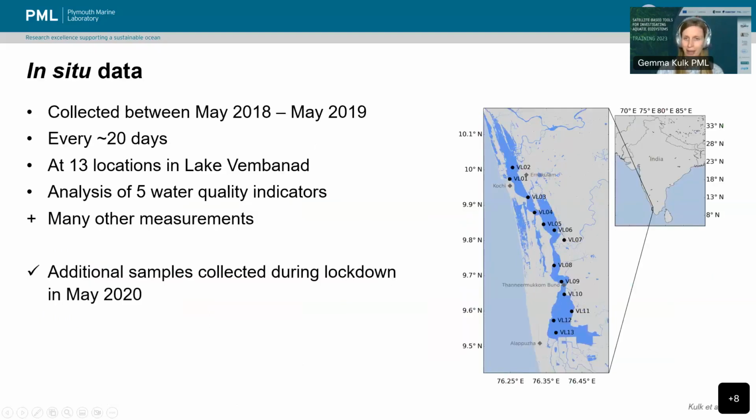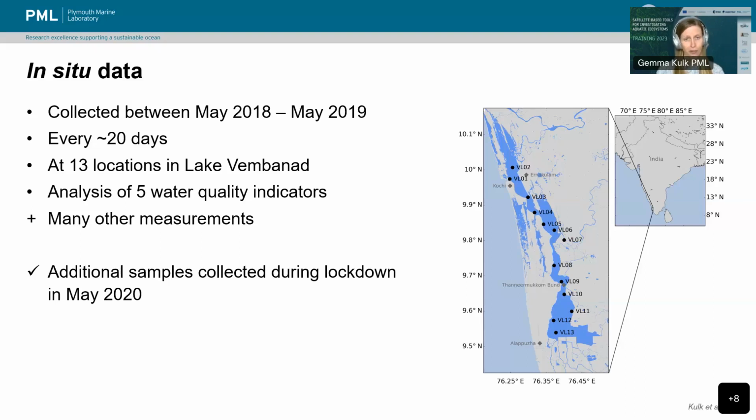As I mentioned earlier, we've also collected in situ data as part of the Revival research project. Field campaigns took place between May 2018 and May 2019, with samples being collected approximately every 20 days at 13 different locations in Lake Vembanad, which are shown in the figure on the right. And just to remind you of the scale, the lake is about 100 kilometers long. These field campaigns were quite an undertaking, and it took 2 days to sample all of the stations.